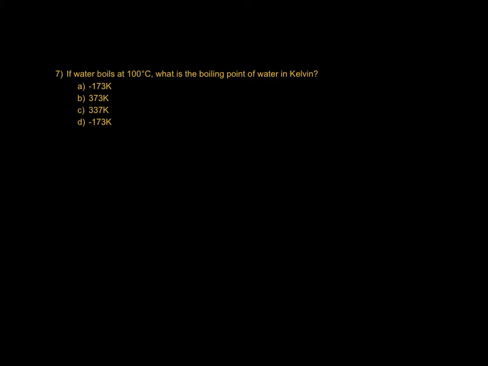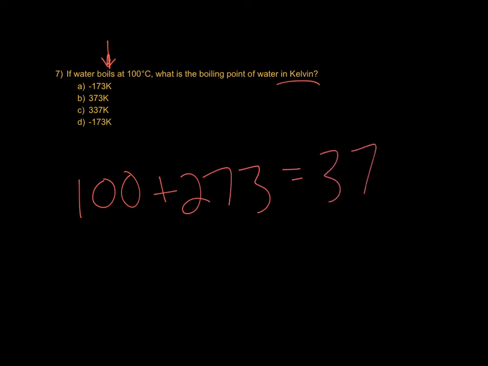Water boils, and I think that's a typo in your packets. But the question says it doesn't really matter. Water at 100 degrees Celsius, what is the same temperature in Kelvin? Well, we would take 100 plus 273, and that gives us a temperature of 373 Kelvin, which is B here.